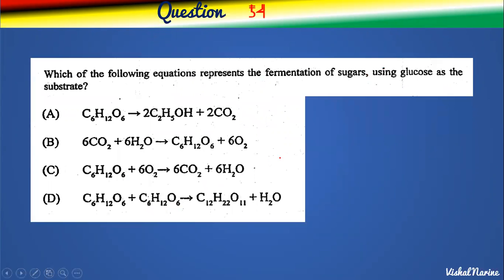Question 54. Which of the following equations represents the fermentation of sugars using glucose as a substrate? So make sure you're looking at the equation well. It is simply saying we are using glucose as the reactant. All right, so glucose should be on this one side of the equation. But yes, I'm seeing everyone saying A. So this glucose is going to form ethanol plus carbon dioxide gas.